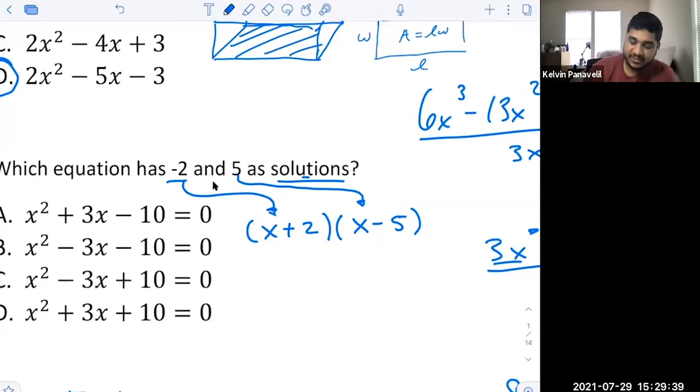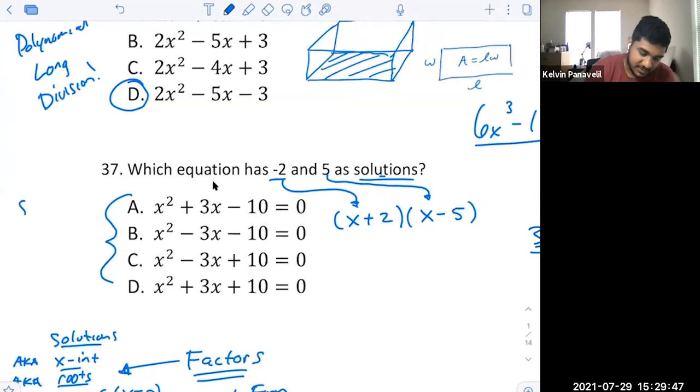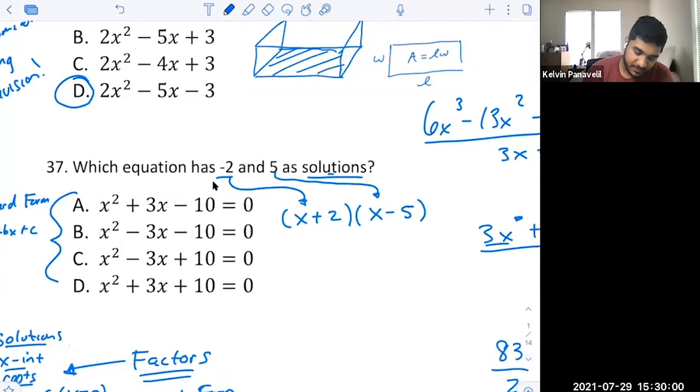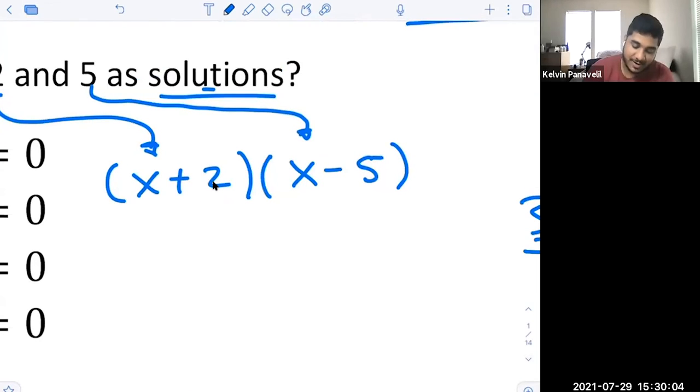Okay, so right now it's in factored form. All these answers are in what form? Do you remember what it's called? Forgot what it's called. That's okay. Standard form, which is y equals ax squared plus bx plus c. Do you know how to go from factored form to standard form? Yes. You would foil them. Awesome. Good. We're going to foil.